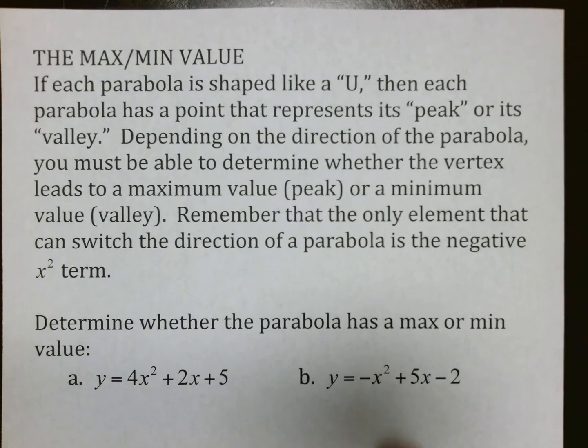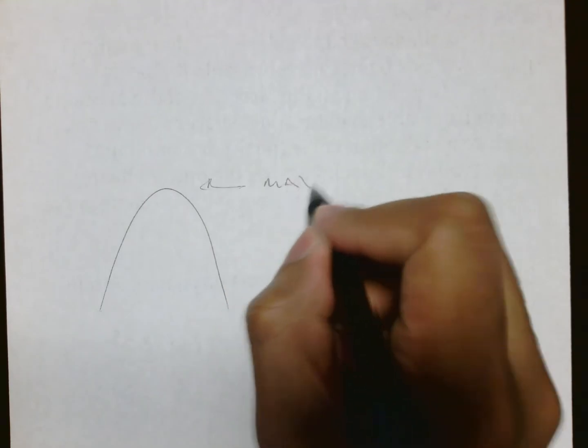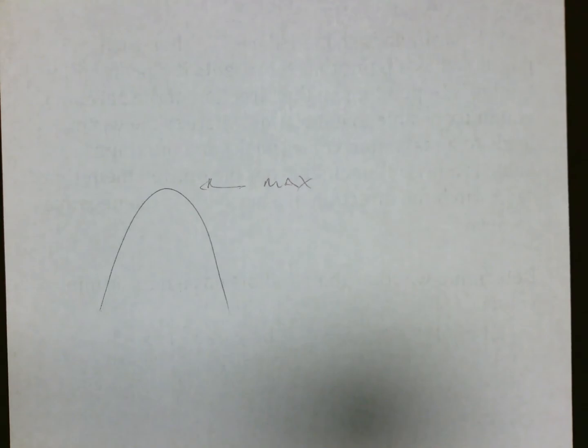Each parabola is shaped like a U, talking about the max or min value, and if that's the case, then it has a point that represents its peak or its valley. Depending on the direction of the parabola, you must be able to determine whether a vertex leads to a maximum value, which would be a peak, or a minimum value, which would be a valley. Remember that the only element that switches the direction of a parabola is the negative x squared term. So remember that again, if you're looking at this, this is a hill. That means that this would be a maximum, because that's as high as you can possibly go.